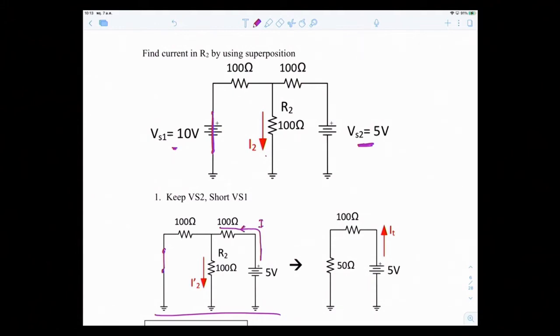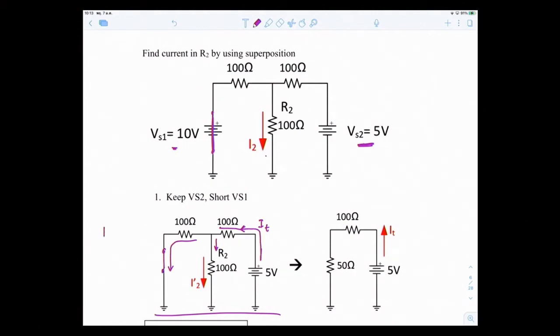I'm going to call this I total. Okay, it goes here, right? And then it splits into here, I2 becomes I2 prime, and into this line, this branch. So in my case, I2 prime divided out from I total. So I know that I2 prime is part of I total. I'm going to use current divider, right?